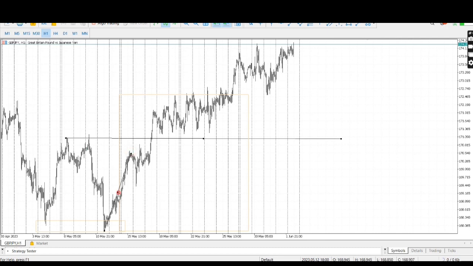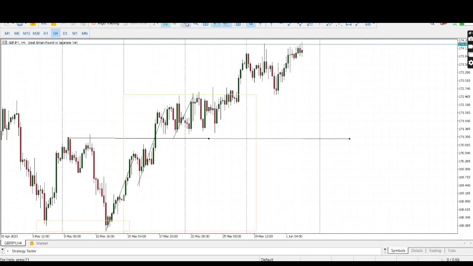Let me do this. This is probably our level two. This is our level three. You can see that within one move on the H4 time frame, we had three small moves on a corresponding lower time frame, which is the H1. If you take a look at the H4 here, we had this one move, but on the smaller H1 time frame, we had three corresponding small movements.